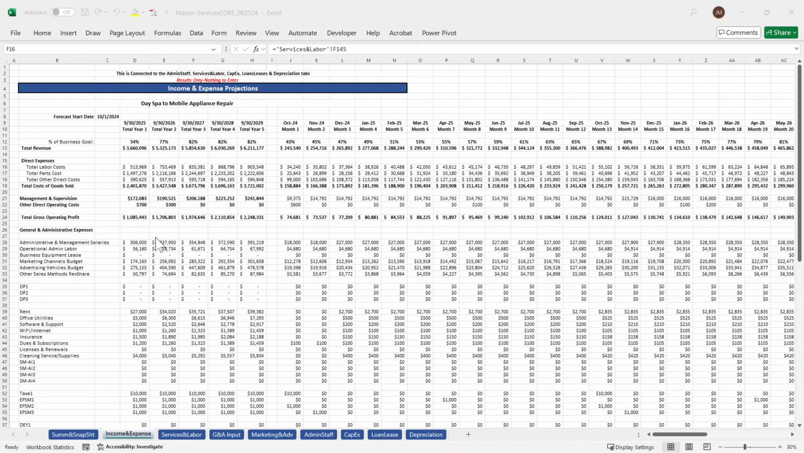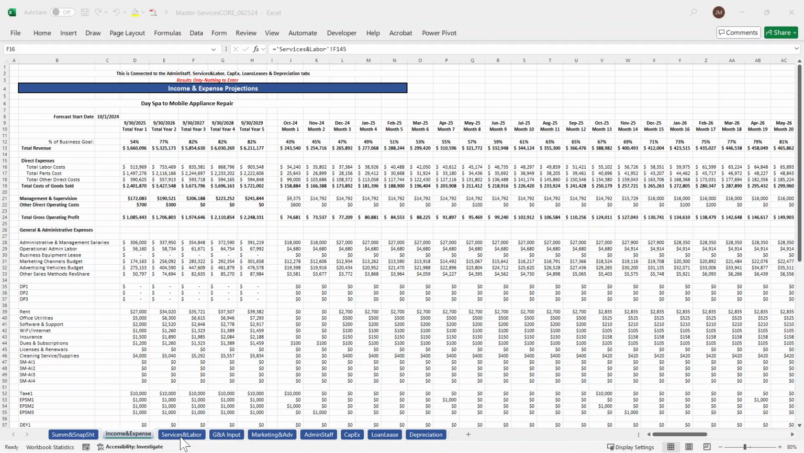This is a little bit deeper dive on our income and expense projections. There's literally nothing to enter on this page. This is results only. It all comes from the various worksheets that we have in here and all the deep data that was created.